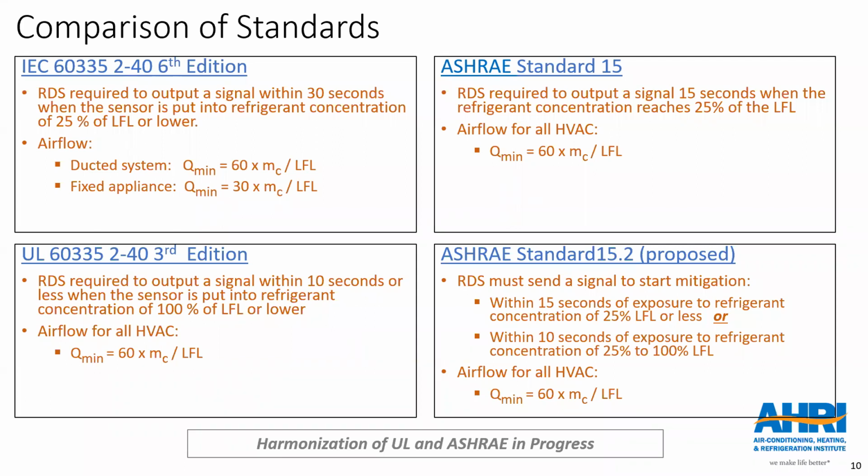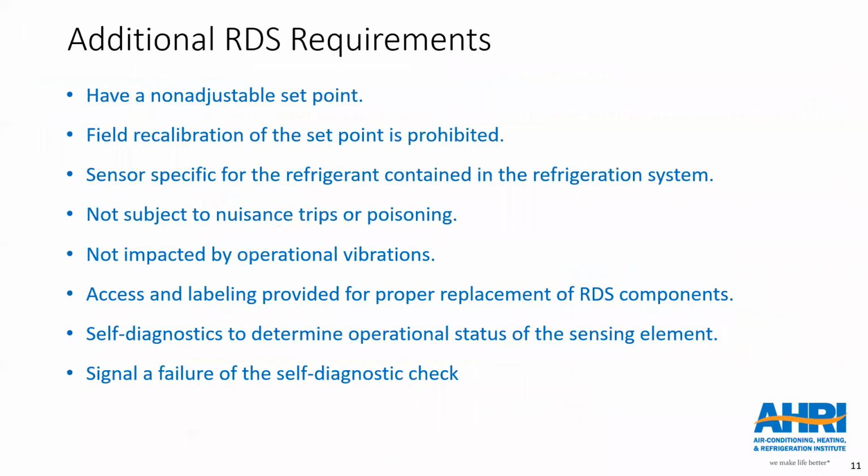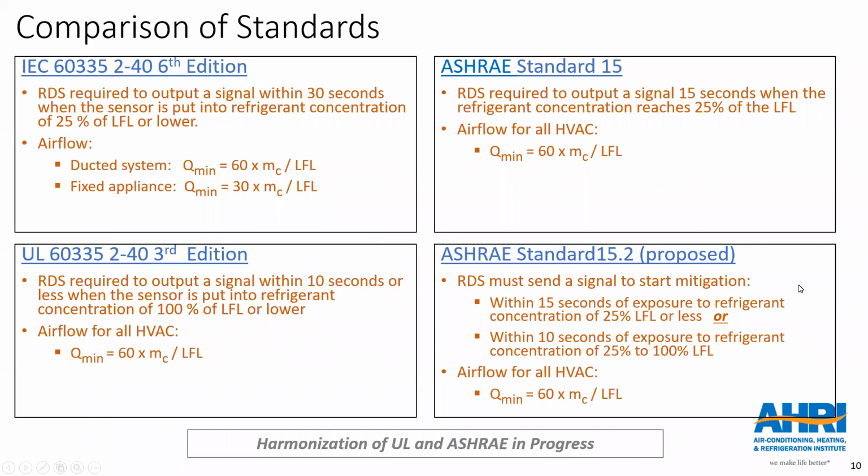Now, the minimum amount of airflow that is required when the indoor fan is energized is also specified. And 3 of the standards have the same equation, and IEC has a lower level for ductless equipment. And in the equation, Q min is the CFM of the airflow, MC is the amount of refrigerant that's leaked into the room, and LFL is LFL.